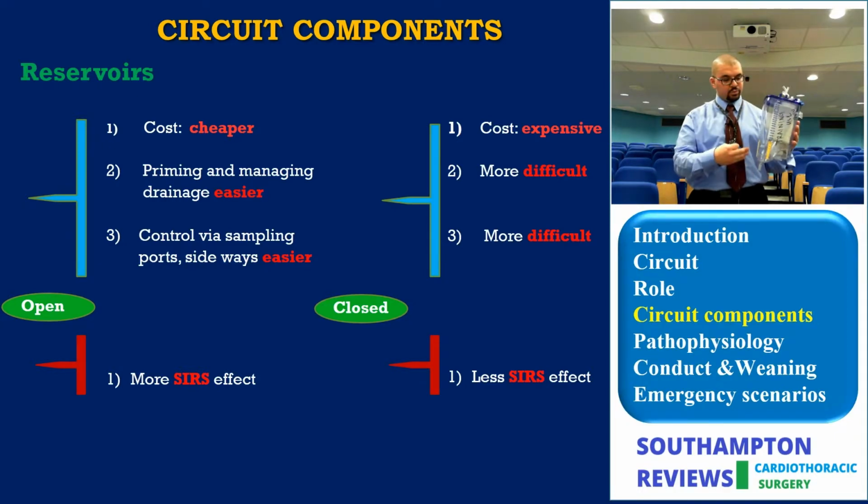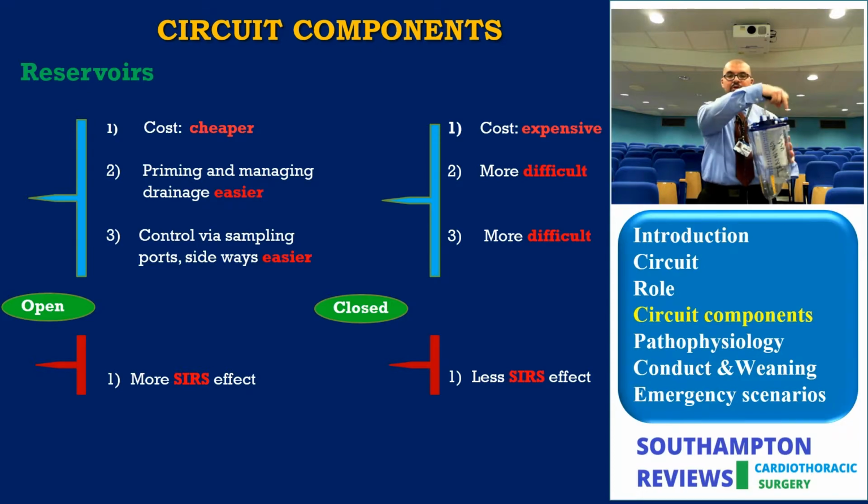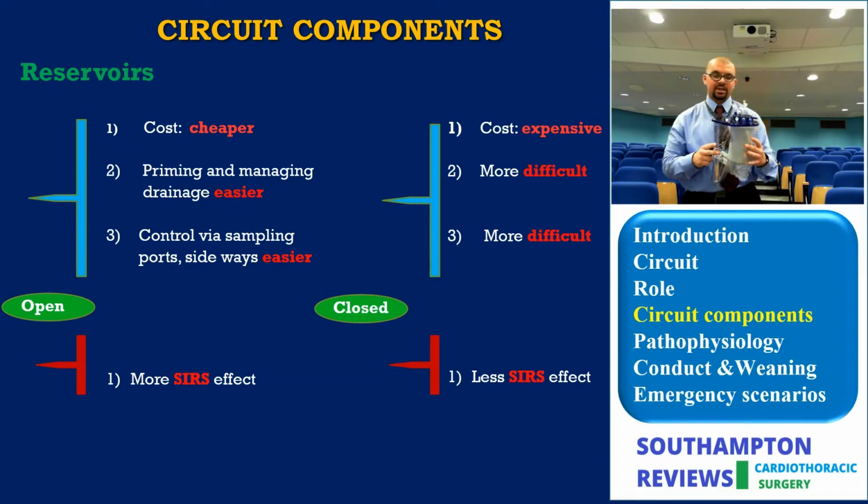As you can see, it's full of ports. There are markers. You can easily see the level. You can put a level detector controlling the level. This was all not available in the closed container. Also, you have better control because you have more sampling ports, as you can see here, which again was not the case in the closed container. The only problem is it has more SIRS effect because it has a higher surface area, so there is a bigger interface, increasing the SIRS effect.